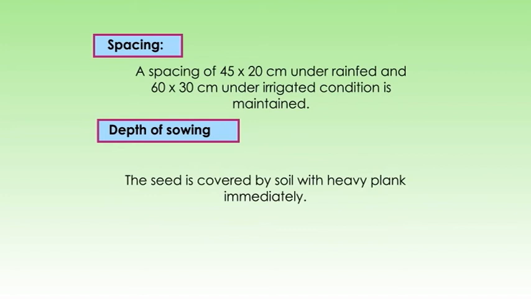The seed is covered by soil with a heavy plank immediately. Now let's come to the sowing method adopted for safflower. In states like Maharashtra, the border method of planting is followed, that is, by skipping one row after every two rows and opening a furrow in the skipped rows.